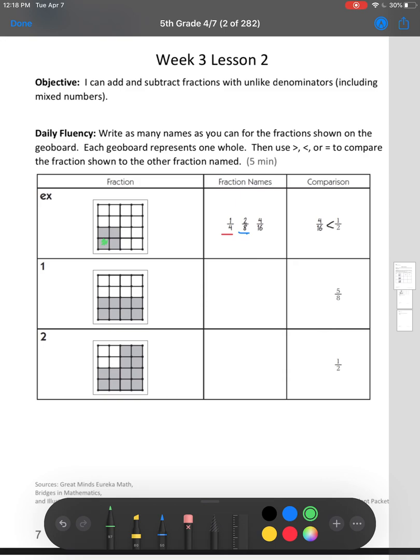They also said, if I think of this geoboard as each unit is just 1, then I have 16 total pieces, right? 1, 2, 3, 4, 5, 6, 7, 8, 9, 10, 11, 12, 13, 14, 15, 16. And I have 4 of those 16 pieces shaded in, so that gives me 4/16.